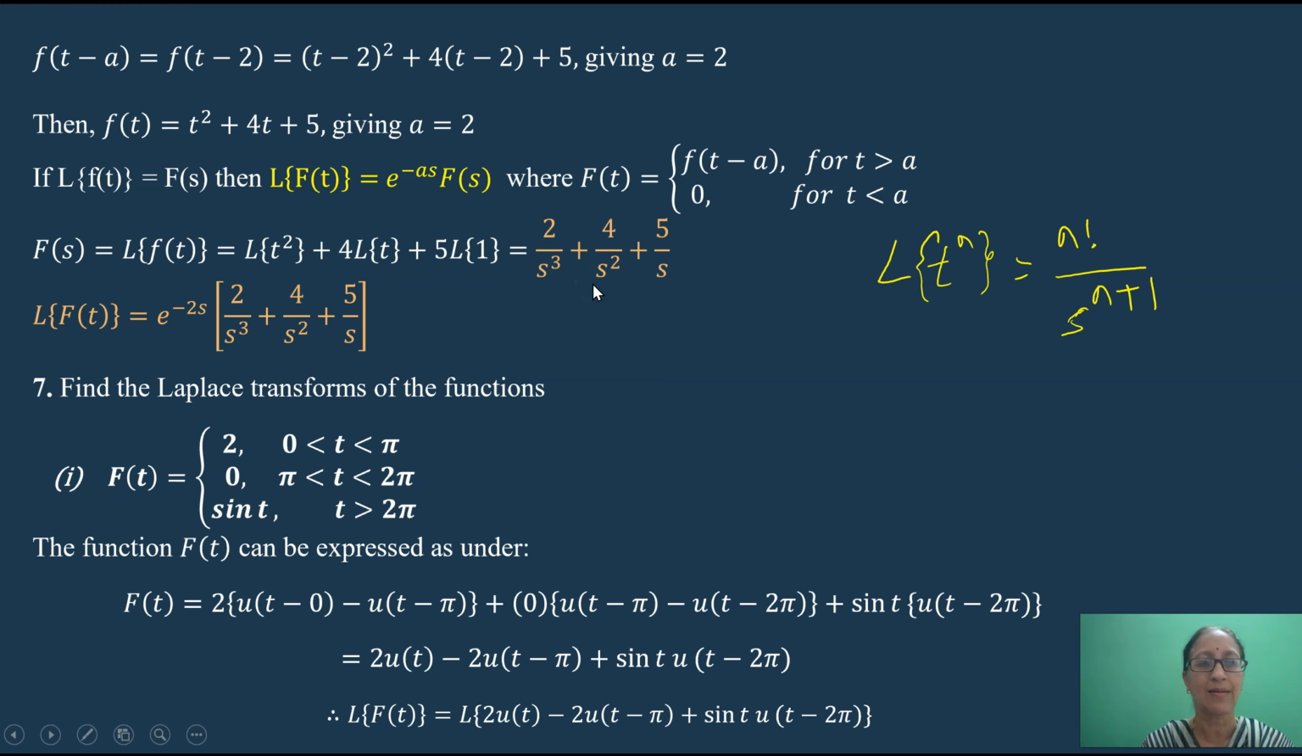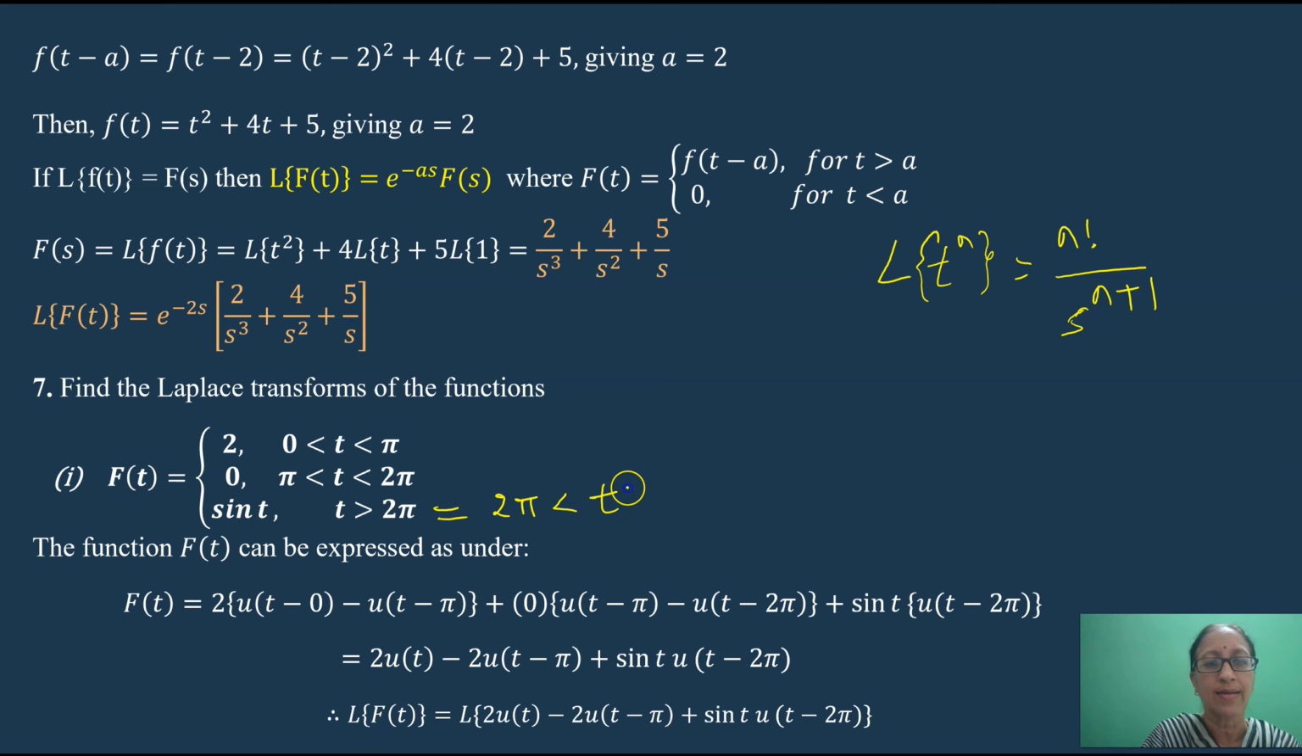Now let us see the next example. Find the Laplace transform of capital F of t equal to 2 in the interval 0 to pi, 0 in the interval pi to 2 pi, and sin t in the interval 2 pi to infinity, that is when t is greater than 2 pi.